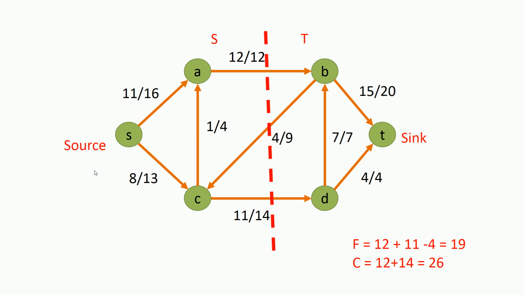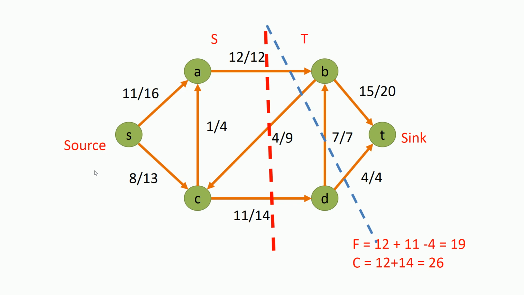So the final flow value is 12 plus 11 minus 4, which is 19. For the capacity calculation of a cut, we only take capacities of edges which go from set S to set T. So we are considering the capacities of the edge from A to B and the edge from C to D only. So the capacity of this cut is 12 plus 14, which is 26. Now before moving on, calculate the flow and capacity for the cut shown in the blue dashed line.